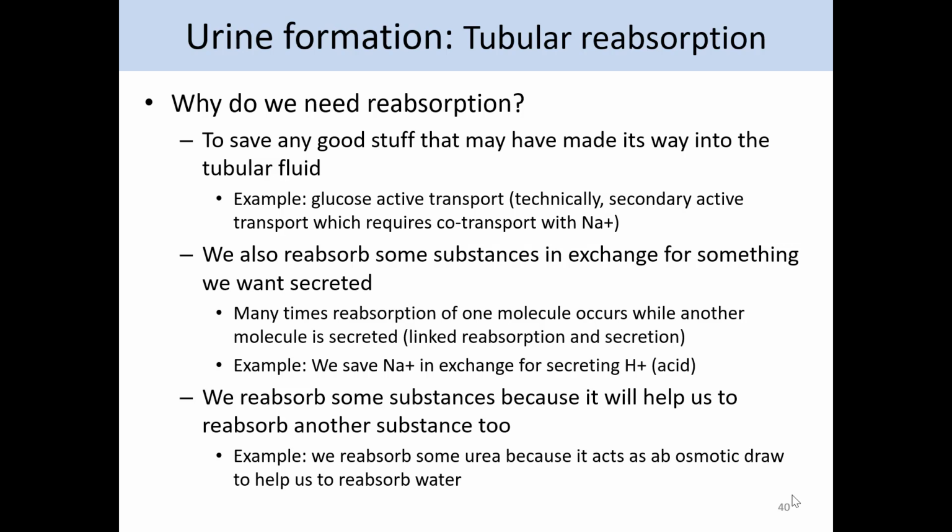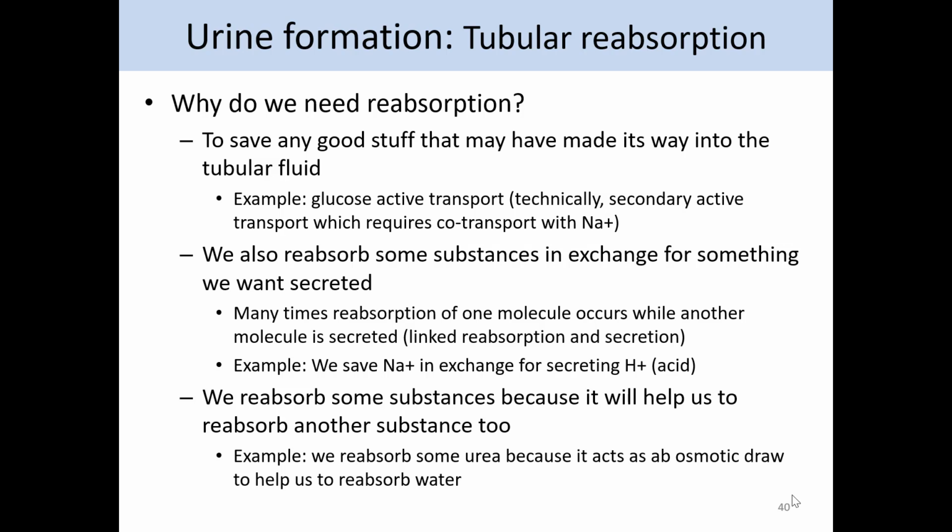One example is glucose. We use active transport mechanisms to bring glucose out of the filtrate back into the peritubular blood. Technically, this is a form of active transport called secondary active transport, which requires co-transport with sodium. We'll talk more about this later.